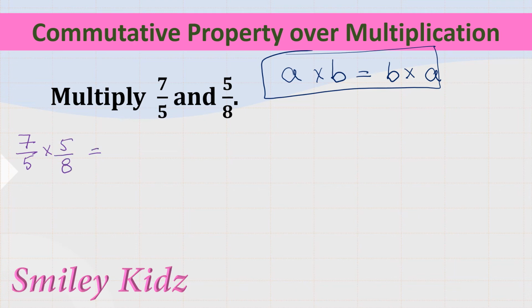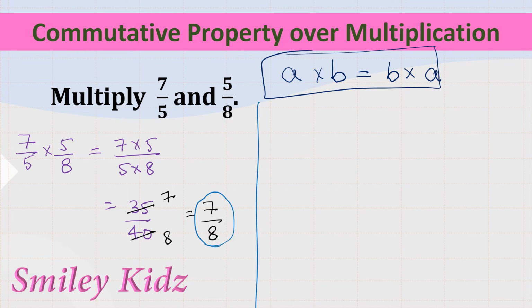How to do multiplication of rational numbers? It's simple. Numerator into numerator by denominator into denominator. Right? 7 multiplied by 5 by 5 multiplied by 8, which is equal to 35 by 40. So this is not our final answer. We can further simplify. 5 times 7, 5 times 8, which is equal to 7 by 8. So when we did a multiplied by b, we got the answer as 7 by 8.